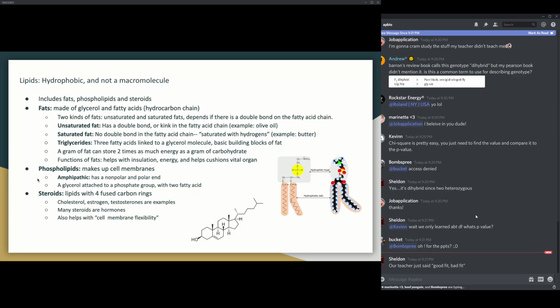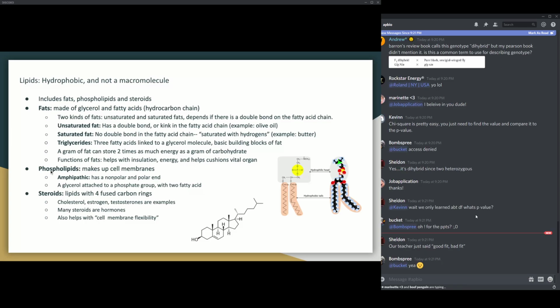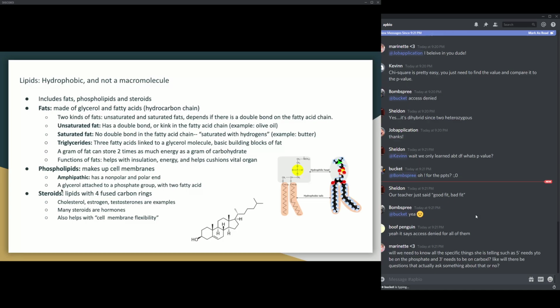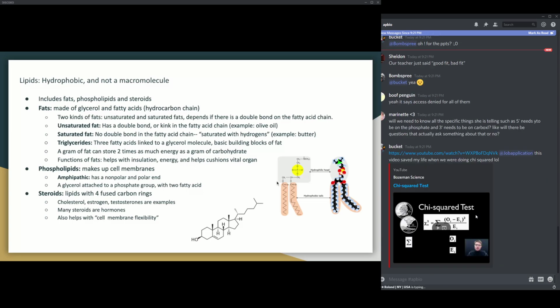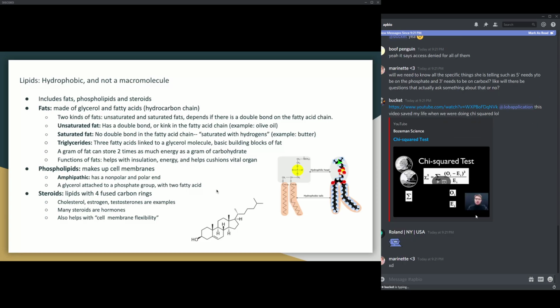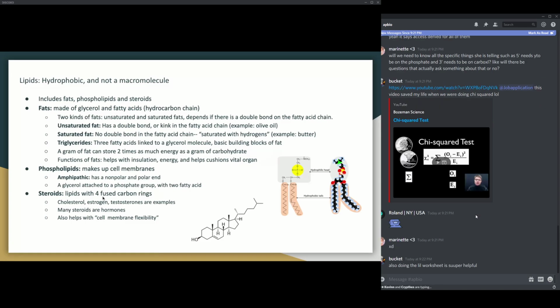And then you also have different types of lipids like phospholipids, which are crucial in cell membrane structure. The thing about phospholipids is they're amphipathic, which means they have both a nonpolar and polar side. It's basically a glycerol attached to a phosphate group, and that's basically why phospholipids are polar, because there's a phosphate group that helps make it polar. And you have your 2 fatty acids, which make phospholipids also partially nonpolar, so that's why it's both polar and nonpolar.